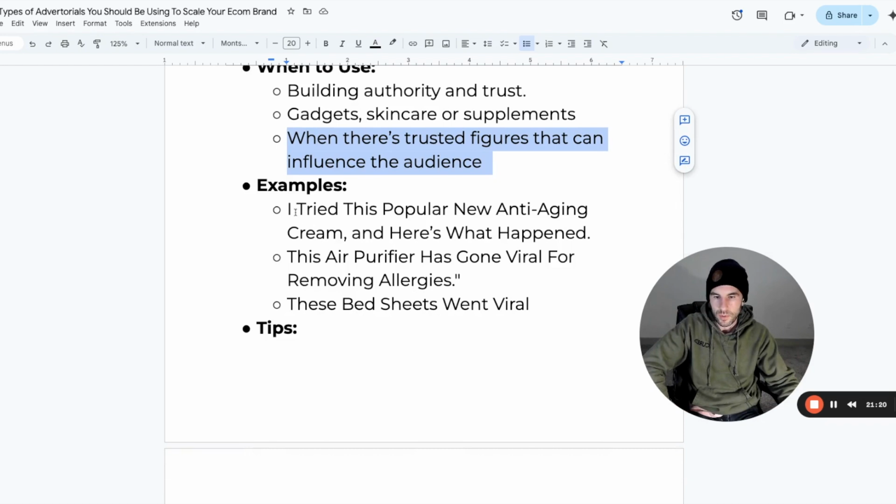So here's some examples. I tried this popular new anti-aging cream, and here's what happened. This air purifier has gone viral for removing allergies. These bed sheets went viral. This one is actually from an advertorial that crushed, essentially. Like, these bed sheets went viral. They're selling out.